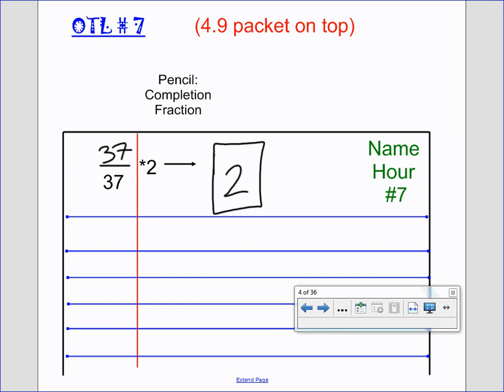Whichever order you stapled, please make sure that your name, first and last, 2A, and number 7 are clearly labeled on top. And there's a staple on the side table as well.